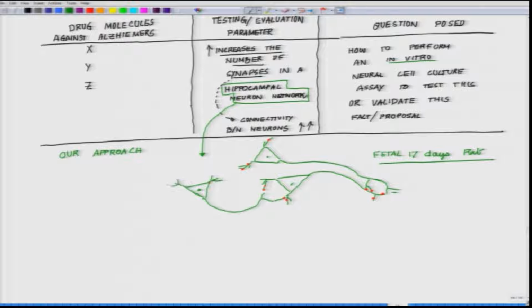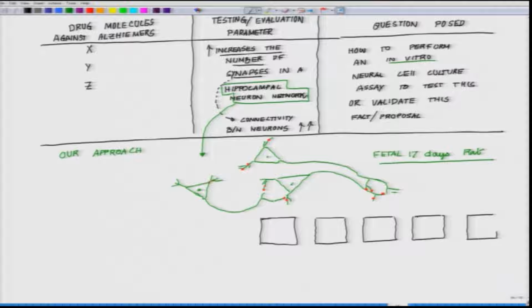Now, you culture a finite number of cells on 4 different cover slips. You have to of course increase the replication number. So, I put 5, there is a reason why I put 5. So, these are 5 cover slips, or in other words you can say 5 different trials.